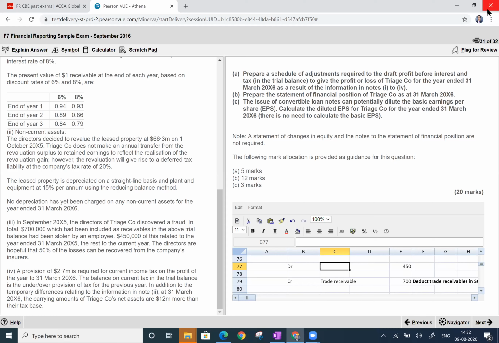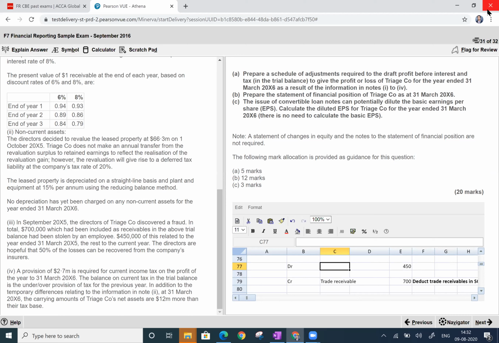There is nothing new in financial accounting F3. There is nothing new in financial reporting FR. There is nothing new in audit and assurance, that is F8. There is nothing new in strategic business reporting, except for a few items known as current issues, for which they will introduce a technical article.